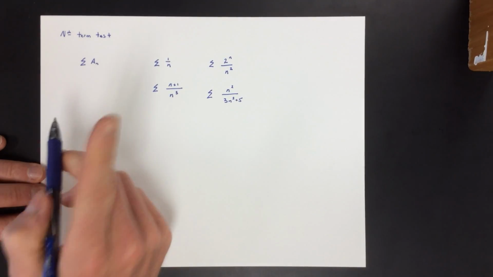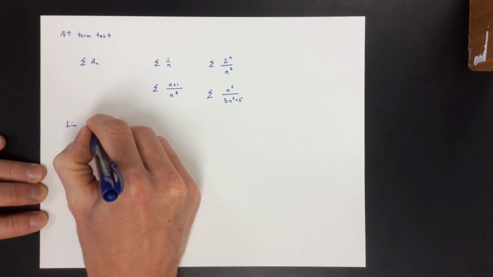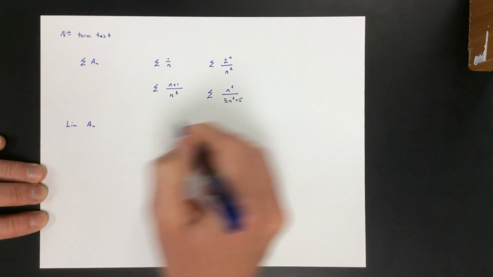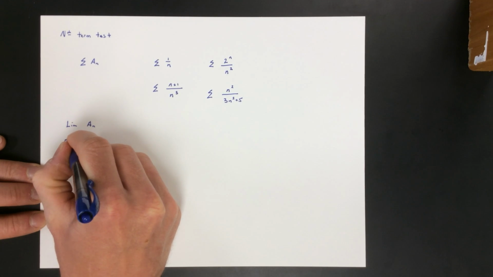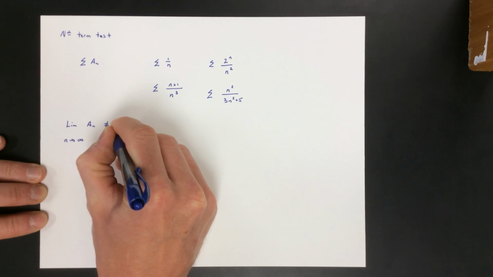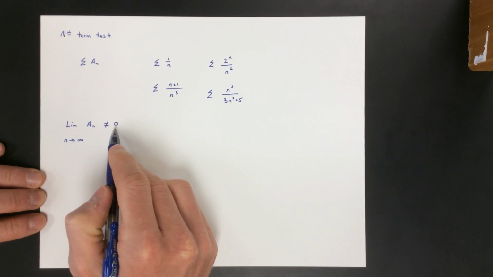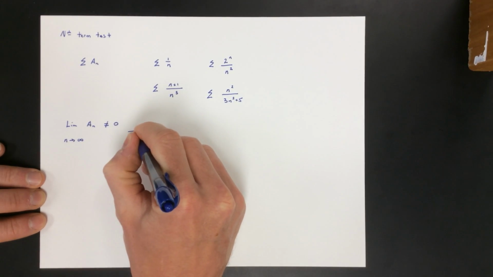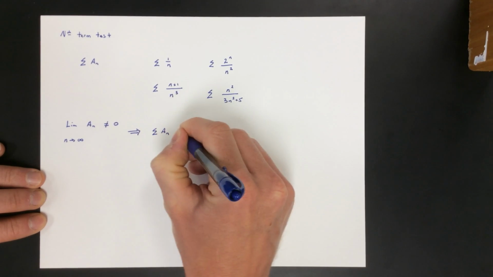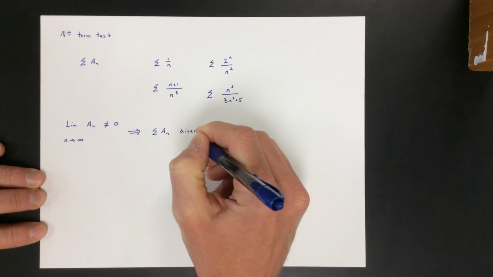And what it says is this. If you look at the limit of a_n, meaning this guy, look at that limit as n goes to infinity, and it's not 0, okay? If you can show me that the limit is not 0, then you know for sure that the summation of that series diverges, meaning it's got an infinite sum.